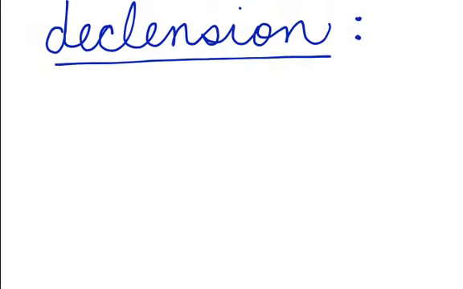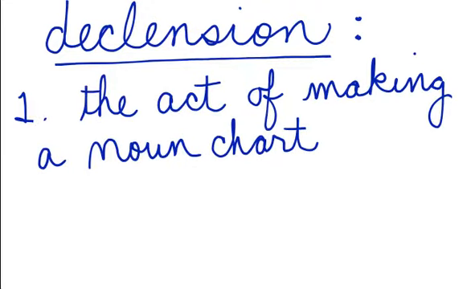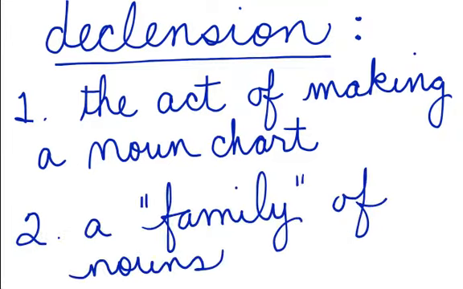The word declension has a couple of meanings. The first meaning is the act of making a noun chart, and we call that declining. So if I told you to decline the noun puella, you'd get out your paper and pencil and start writing puella, puellae, puellae, puellam, puella, etc. The second meaning of the word declension is a family of nouns that all behave the same way. For example, first declension or third declension, because they all use the same endings or inflections.